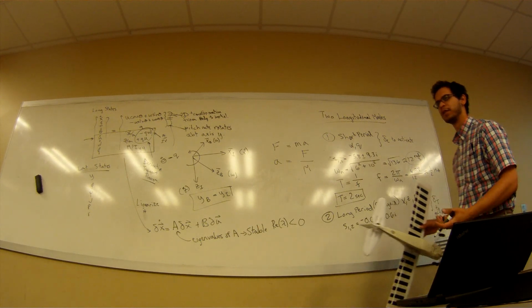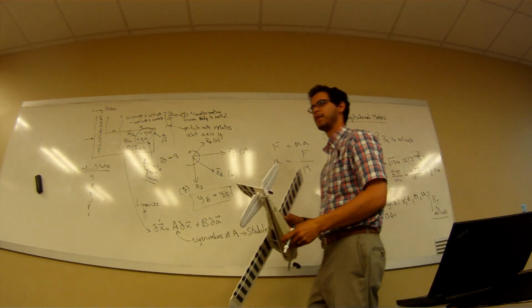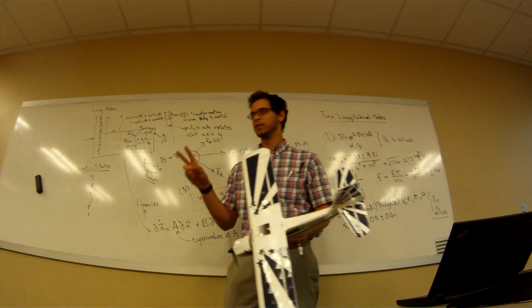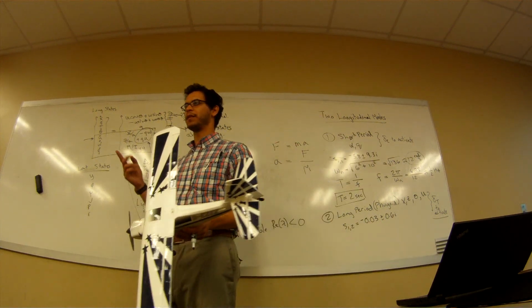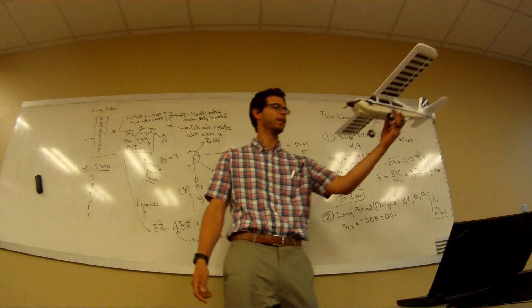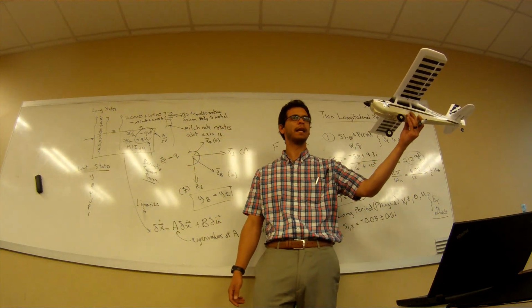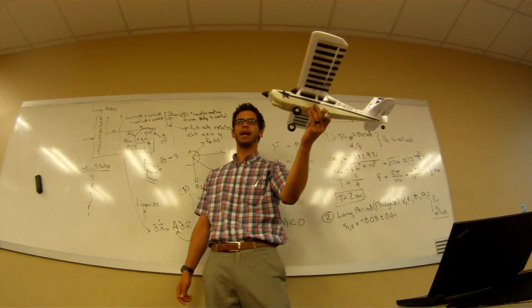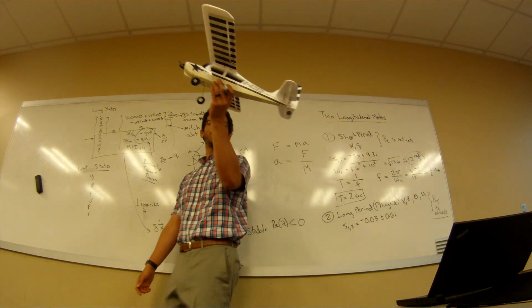How many longitudinal controls do you have? 2. Longitudinal, 2. What are they? Thrust and elevator. So elevator activates your short period. Thrust will activate your phugoid. So if I'm flying in trim and I hit thrust and I start to fly faster, what's going to happen? You're going to get more lift and it'll start to climb.